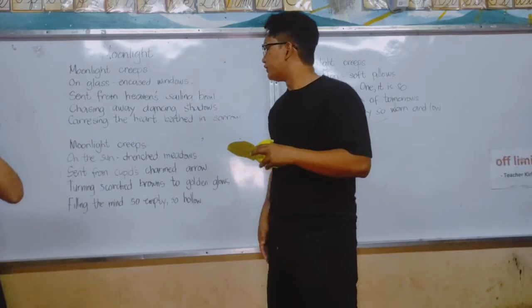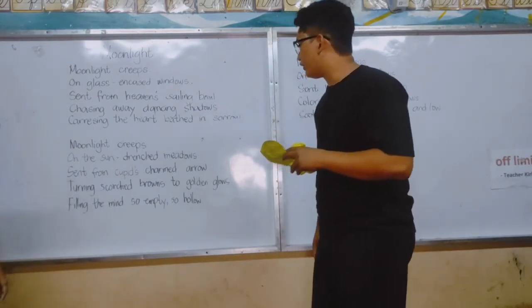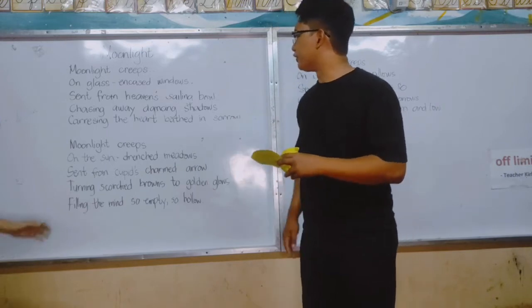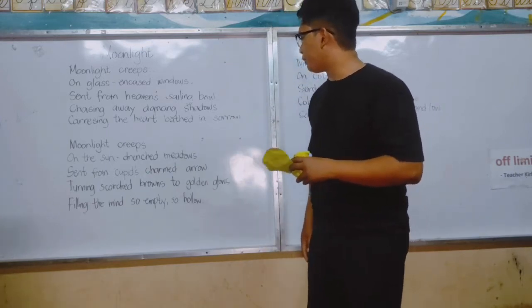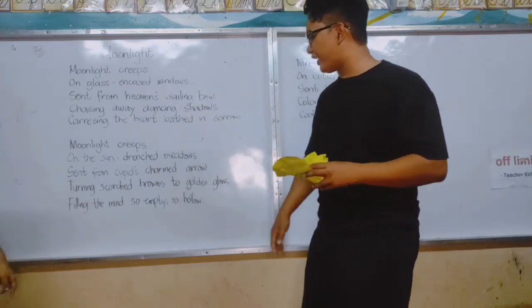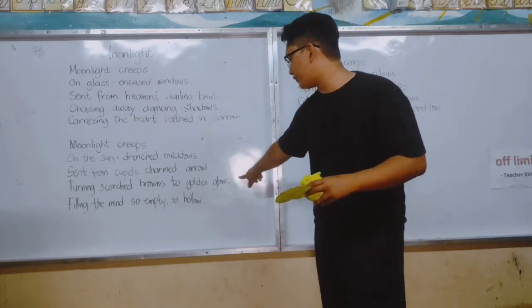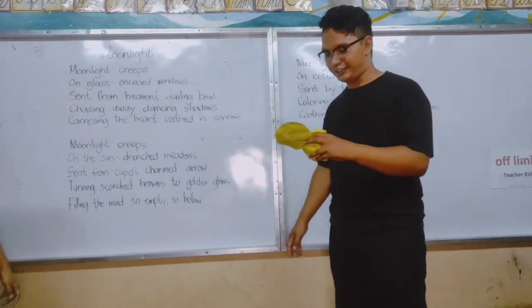Okay, for the last question, which line tells what the moon does to objects during the night? So in here we have line number 4 and line number 9. In line number 4 we have chasing away the dancing shadows, and last is number 9, turning scorched browns to golden glows. That is all.